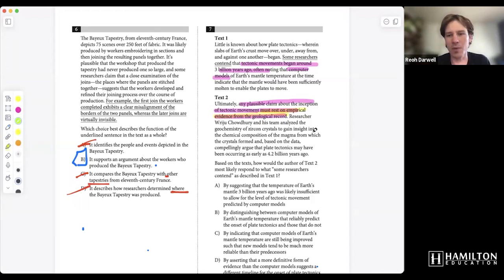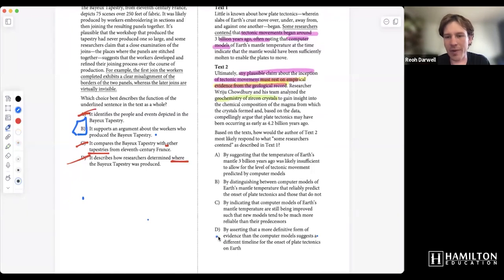What's an example of what they would want from that? Well, geochemistry of zircon crystals, right? So that shows the actual geological record. So why is D correct? Well, then we see here too, 4.2 billion years ago is what they suggest. A more definitive form of evidence, right? According to text 2, the most definitive form of evidence that we can have isn't computer models. It is the geological record. Okay.